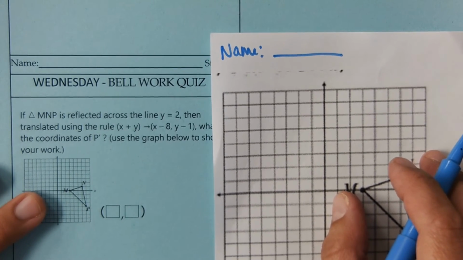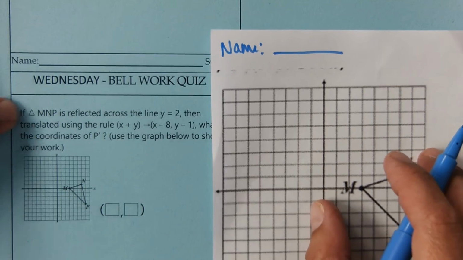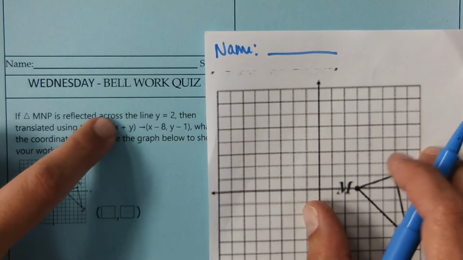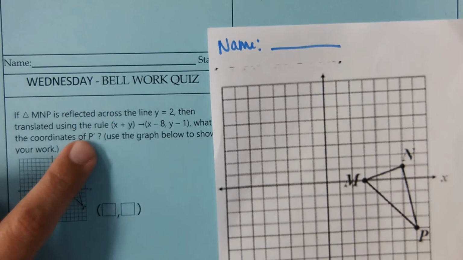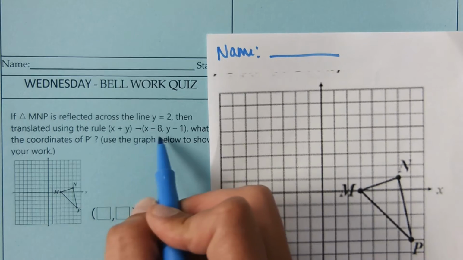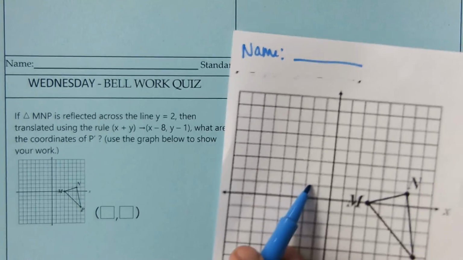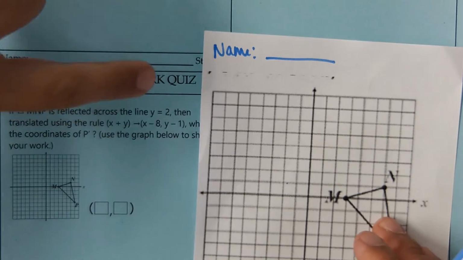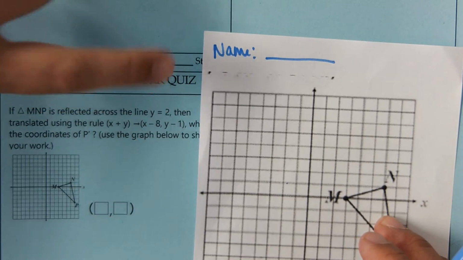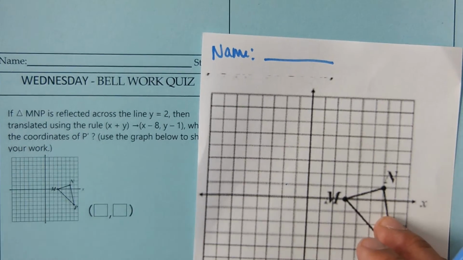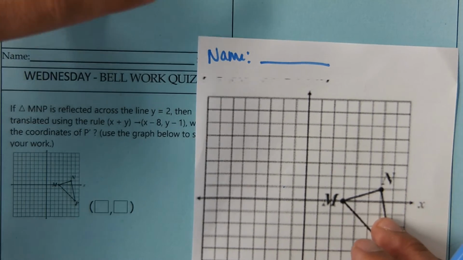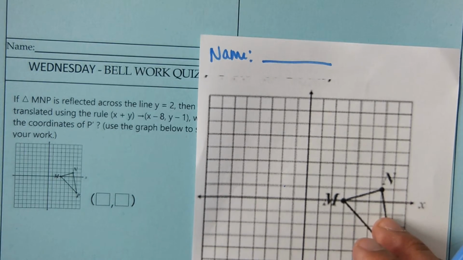Okay, so it says triangle MNP, this triangle right here, is reflected across the line y equals 2. Then translate using the rule right here. What are the coordinates of P prime? Use the graph below to show your work. When you do this, it's more than one transformation. We're doing a reflection and then a translation. You have to do it in the order that they say, otherwise it will come out in the wrong place.